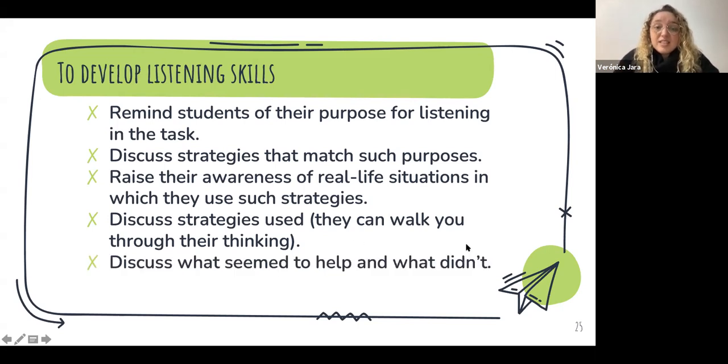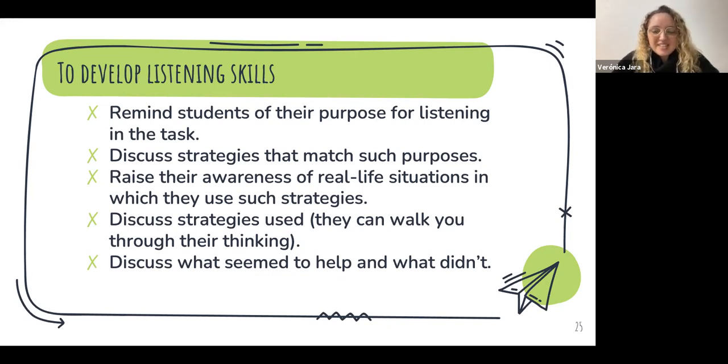And then discuss what seemed to help and what didn't, and reflect on this. And help students reach conclusions and see what they should continue doing and what they should change, and what they would like to do differently next time.